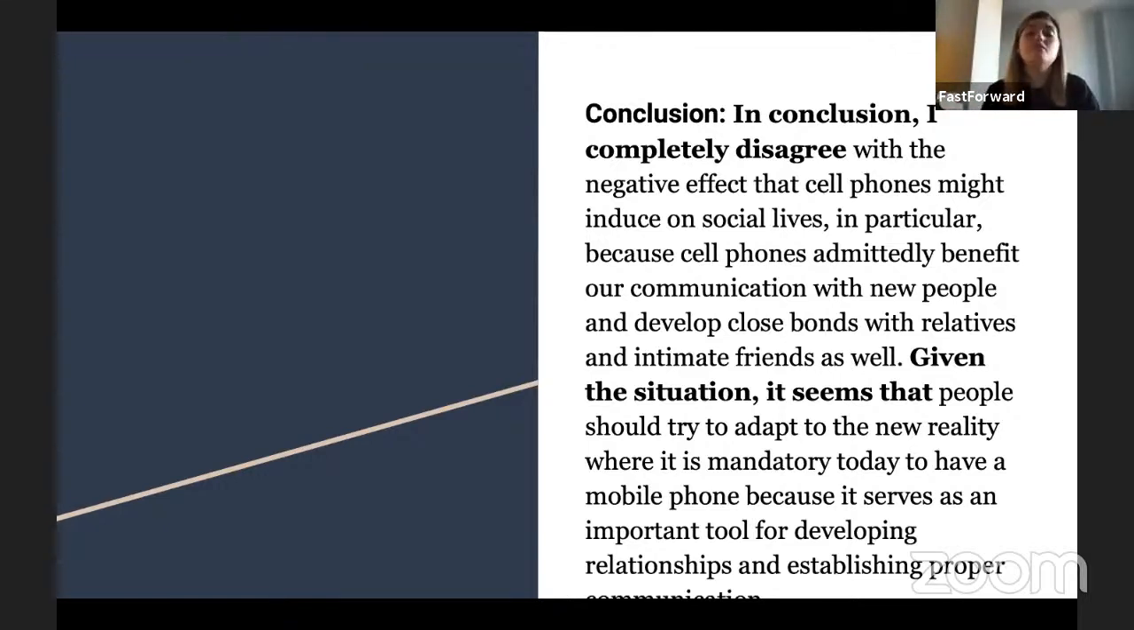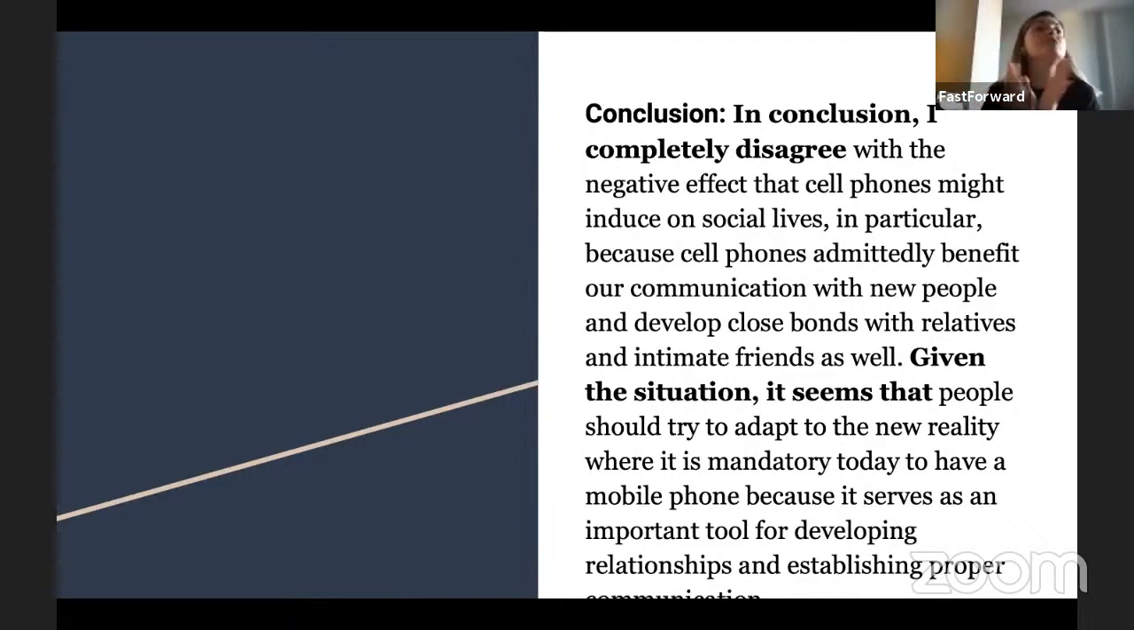My suggestion to this topic, to this problem, should try to adapt to the new reality where it is mandatory today, it means compulsory, right, to have a mobile phone. Why? Because it serves as an important tool or instrument, right, for developing relationships and establishing proper communication. That's it. So you see, I'm trying to suggest something new, but I'm not moving off the topic. I'm still talking about social lives. That's why I mentioned relationships, communication.